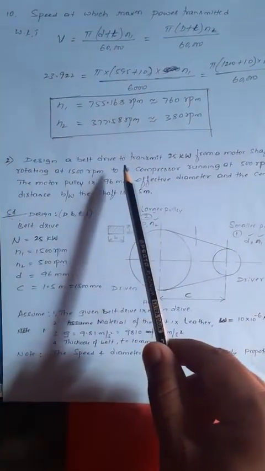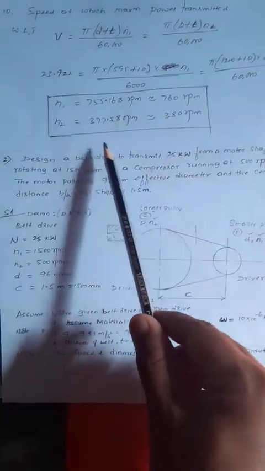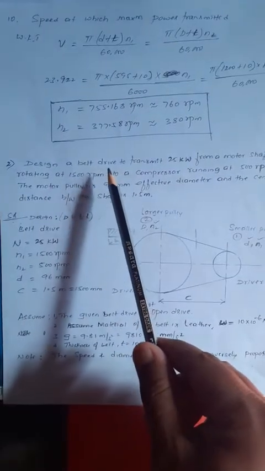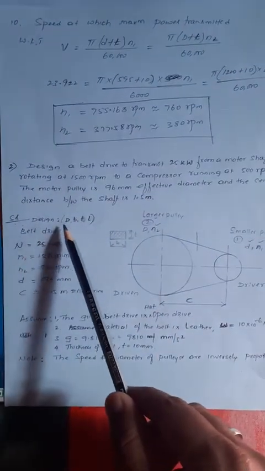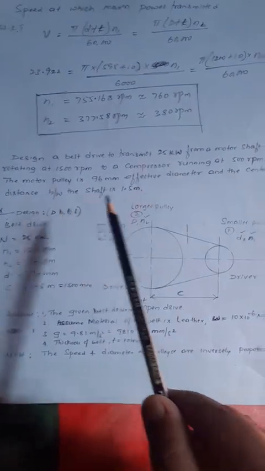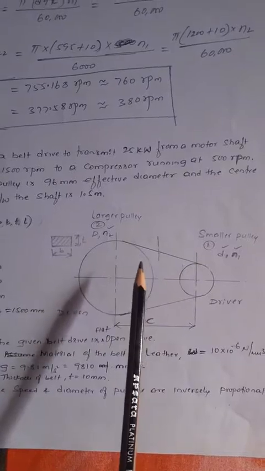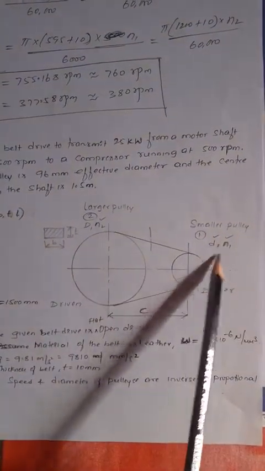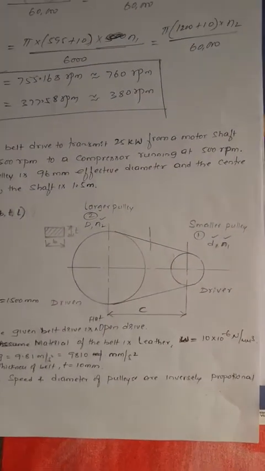Design a belt drive. Right now it is not given what type of belt drive, so we should assume it is a flat belt drive. Design is nothing but I want to calculate... This is the assumed flat open belt drive system. Write the sketch, the larger pulley and the smaller pulley, with the notations. Later we'll identify which one is driver and which one is driven.